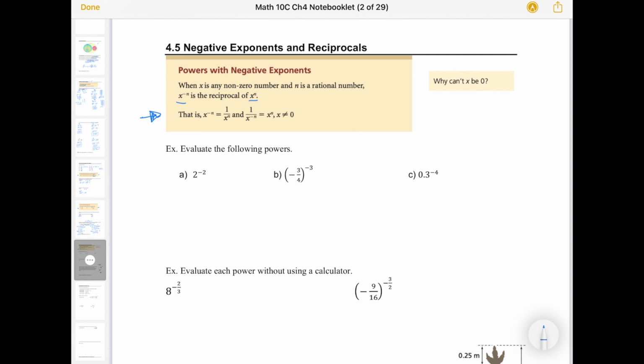So let's look at an example first. 2 to the negative 2. Let's just put that in our calculator. 2 to the exponent negative 2. And it tells me that is 0.25. Well, 0.25, I can write that as a fraction. It's a fraction that is 1 over 4. Well, 1 over 4, I know that is 1 over 2 squared. That's what this means. x to the negative n, x to the negative 2, is the same as 1 over x to the n, 1 over 2 squared.